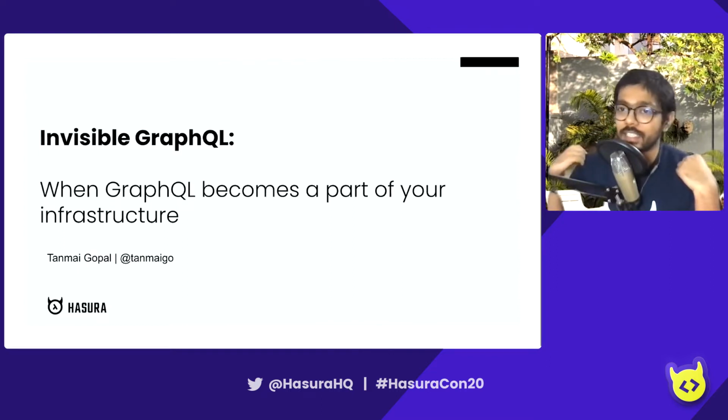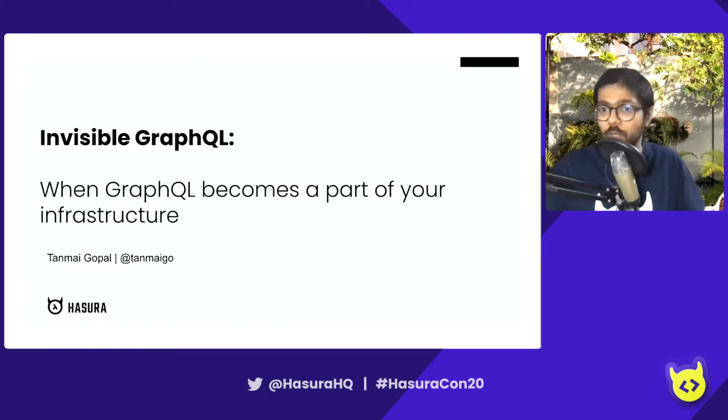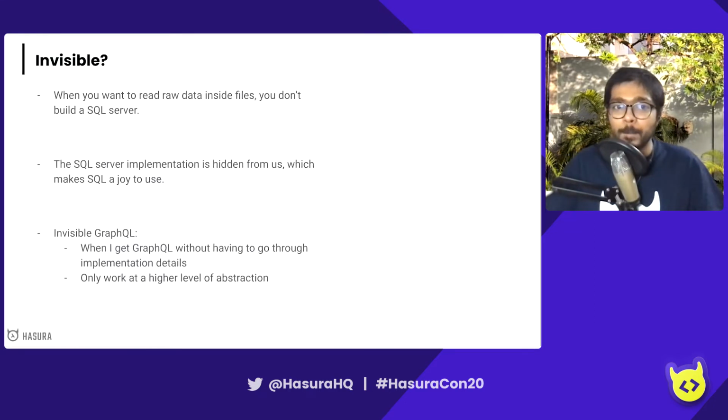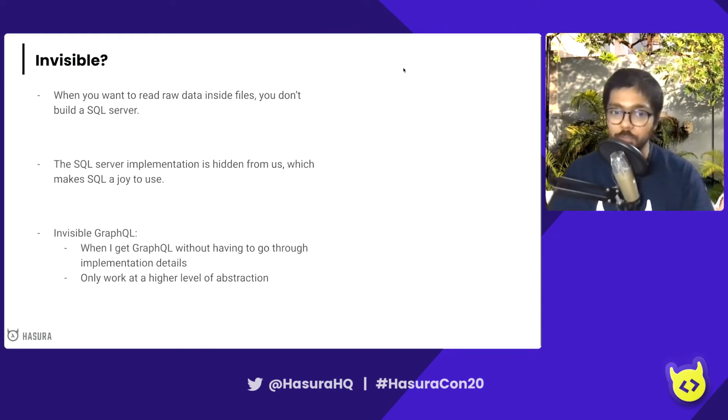But the idea, and this is core to the philosophy of Hasura itself, is when GraphQL becomes a part of your infrastructure, the implementation of GraphQL becomes invisible. If you think about the way databases work, when you want to read raw data inside files, you don't actually build a SQL server, right? The SQL Server implementation is hidden from us, and that makes SQL fun to use.